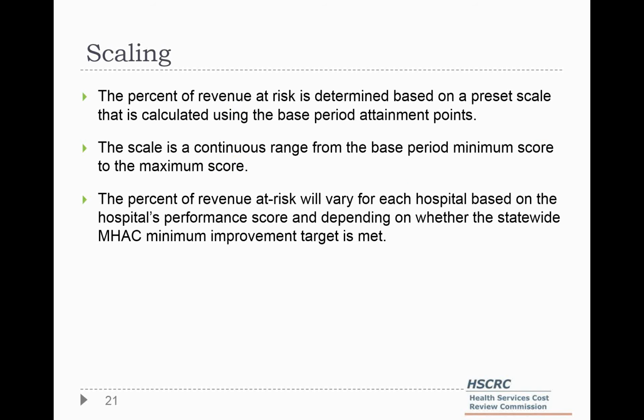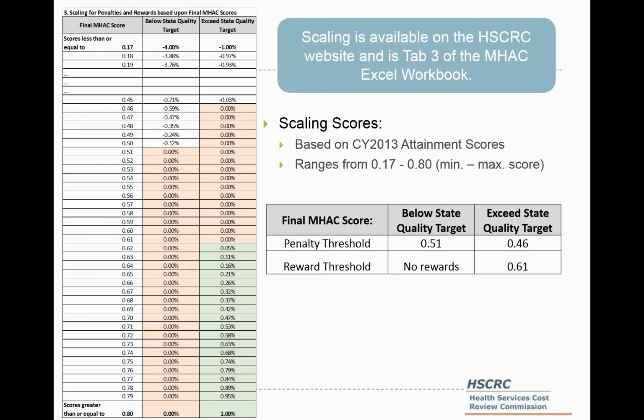And I'll show you this now. So, again, I'm sorry, this is probably small on your screen. But what I'm wanting you to see is there's actually two columns. One is for, again, if we don't meet the minimum target, and one is if we do. And what the scale allows you to do is for a hospital to see what percent of revenue would be calculated, what percent of revenue would be at risk for penalties or rewards based upon a certain score.